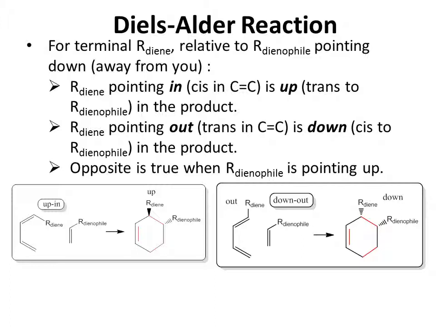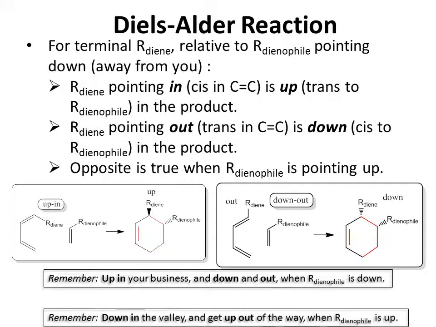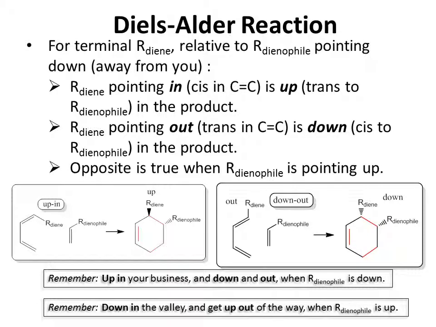And here are a couple of mnemonics to help you remember this. Up in your business and down and out when R dienophile is down. Down in the valley and get up out of the way when R dienophile is up.